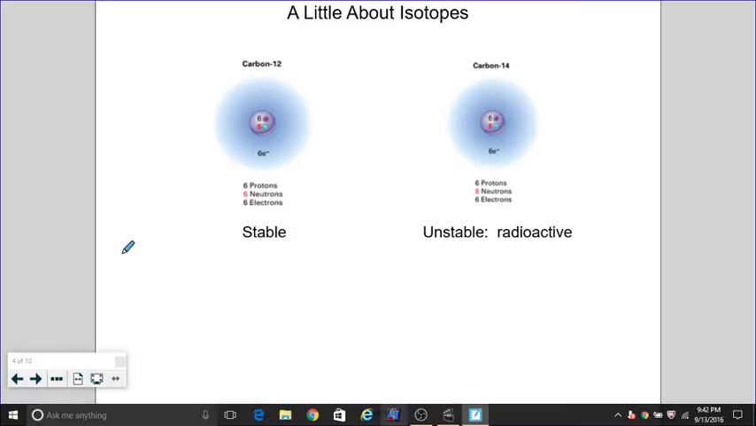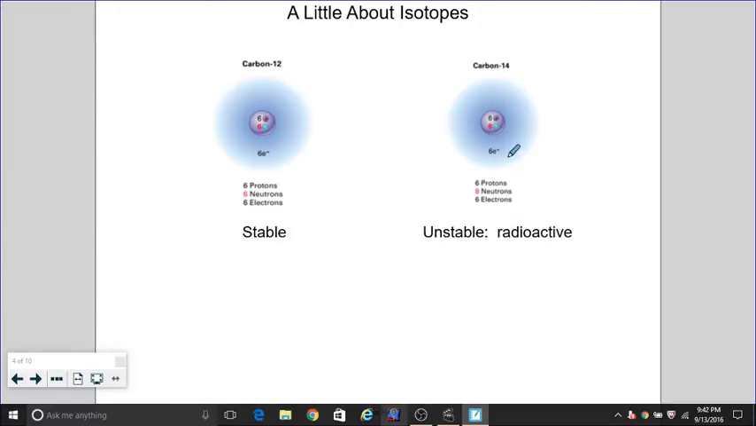The reason for that is because there are different versions of atoms or of elements. They all have the same number of protons, but they have different numbers of neutrons. Okay, so here are two examples. We have carbon-12 and carbon-14. Carbon-12 has 6 neutrons. So its atomic mass is 12, because 6 plus 6 is 12.